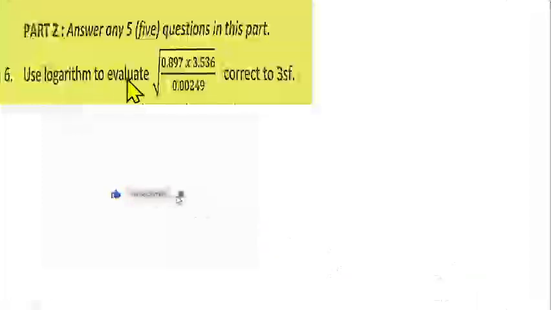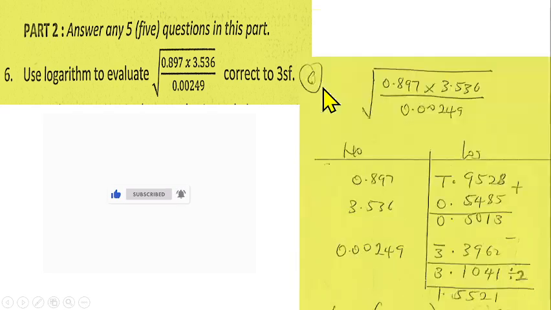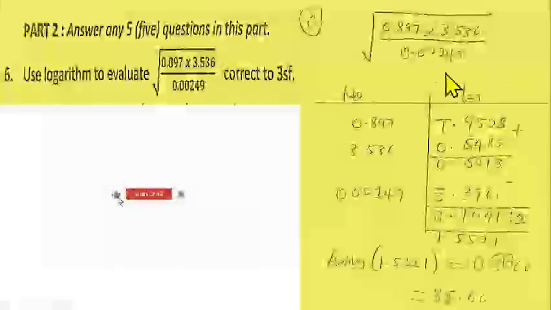Question number 6 is from logarithm. We have to use a logarithm table to simplify the cube root of 0.897 times 3.536 over 0.0249, correct to 3 significant figures. So how do we do that? It's very simple as well.